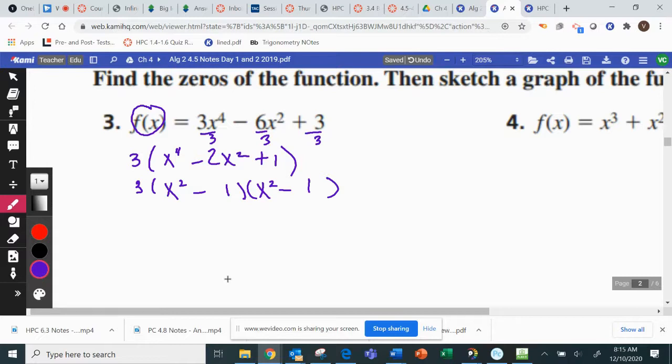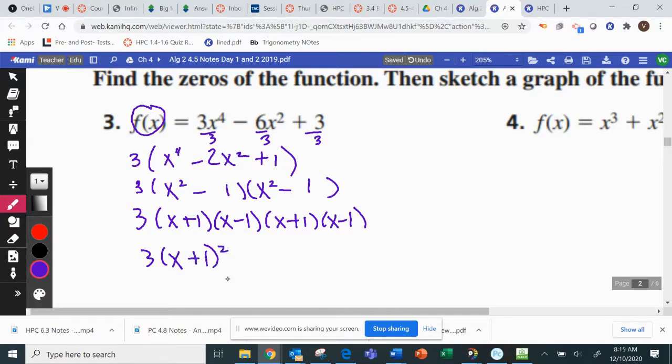X squared minus 1 can be factored further. X squared minus 1 is a difference of squares. X plus 1, x minus 1. And then we have a second x squared minus 1. So that's another x plus 1, x minus 1. And I'm just going to clean this up just a little bit. I'm going to have 3 times x plus 1 squared, times x minus 1 squared.